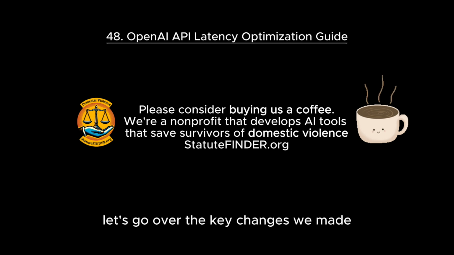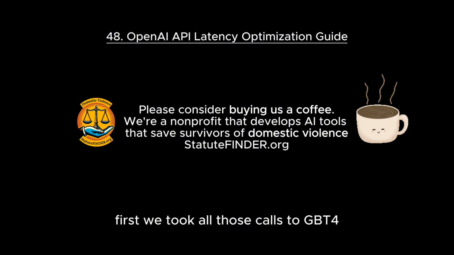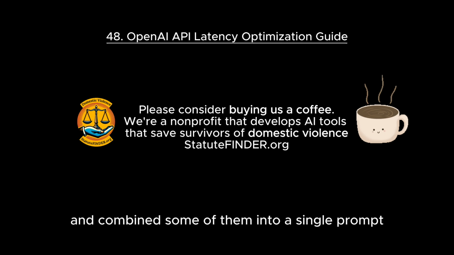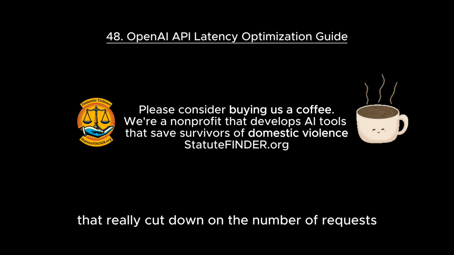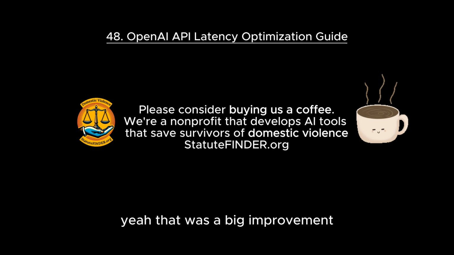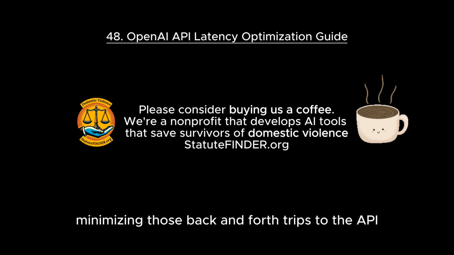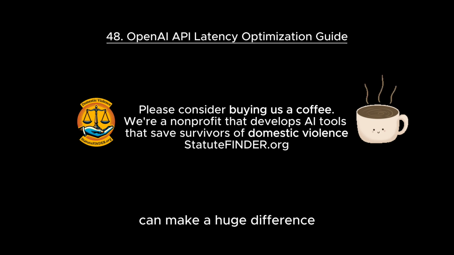Okay, sounds good. Let's go over the key changes we made to make that bot run faster. First, we took all those calls to GPT-4 and combined some of them into a single prompt. That really cut down on the number of requests. Yeah, that was a big improvement. Minimizing those back and forth trips to the API can make a huge difference.